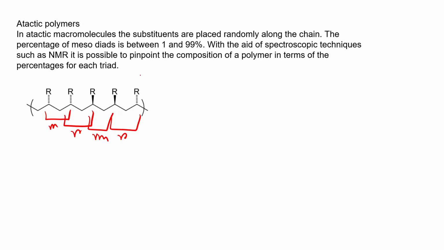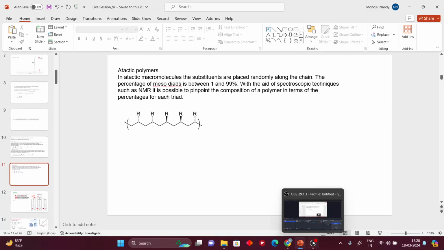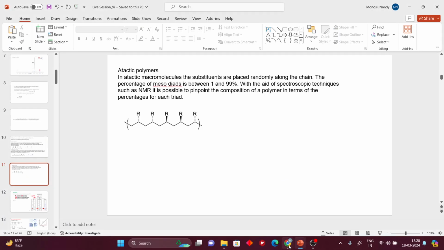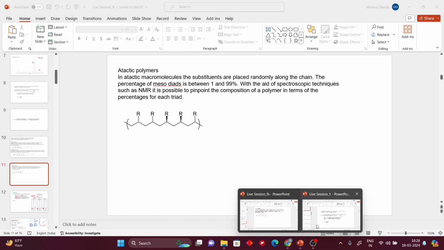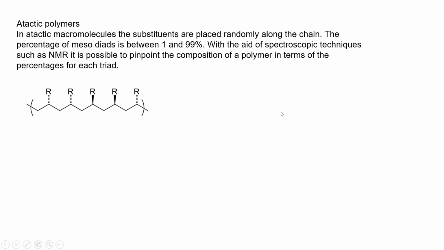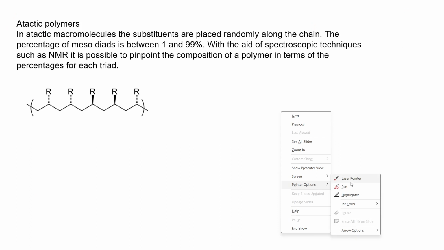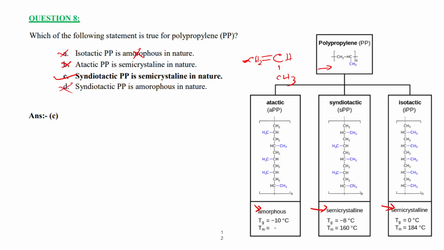Where the percentage of meso diads is between 1 and 99%, meaning some amount of error is there, we call it a tactic polymer. For these cases you would see no such pattern, and when these patterns are missing, we call that kind of chain or polymer system an atactic polymer.